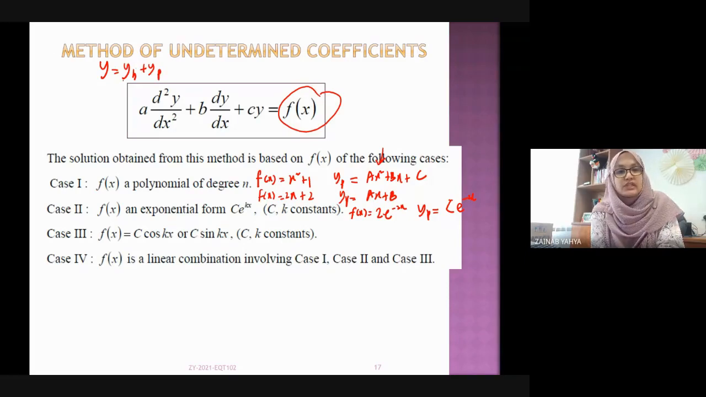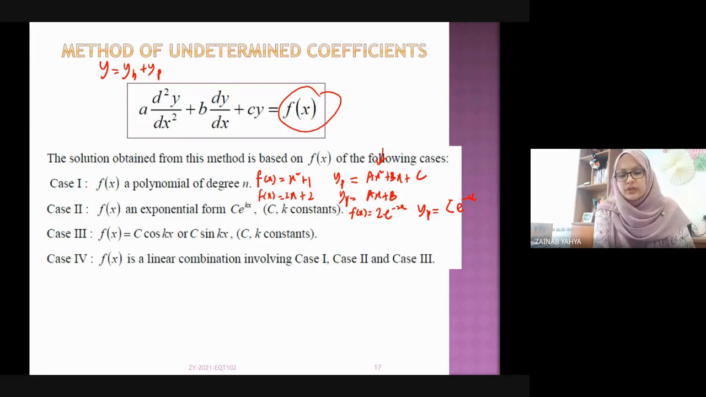YH is the homogeneous part, the one that we have learned before. You need to find that one. You need to equate the equation equal to 0, find the characteristic equation, and obtain the yh. That is y homogeneous. And then yp is determined from these cases, depending on the f(x).